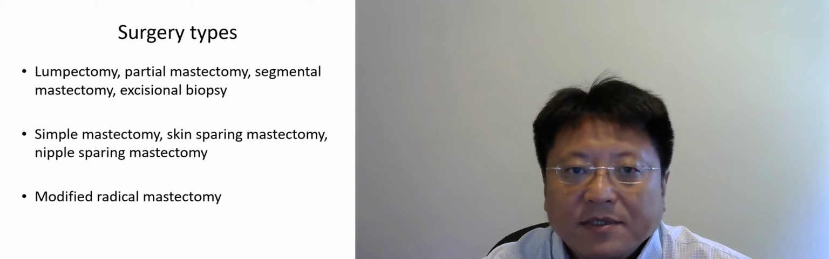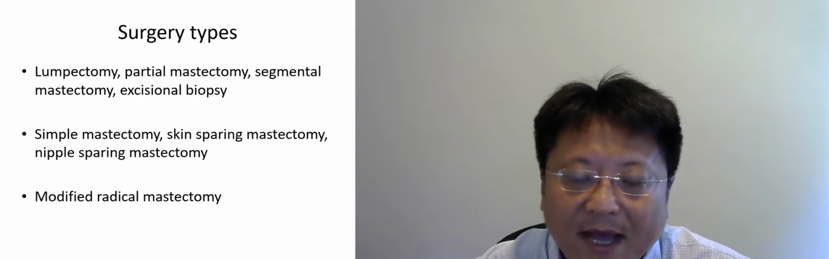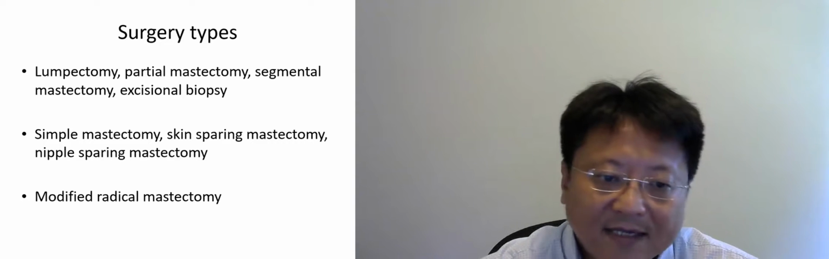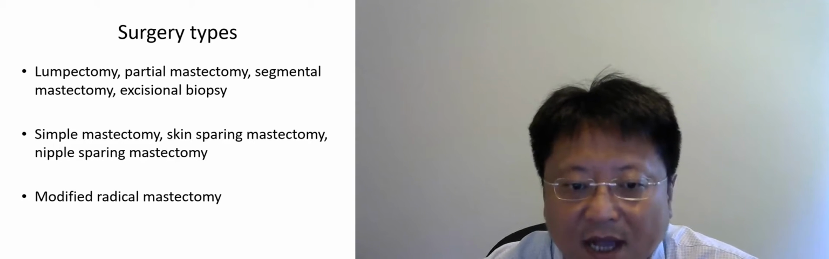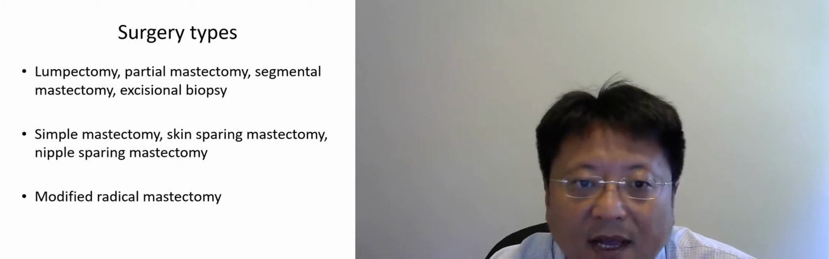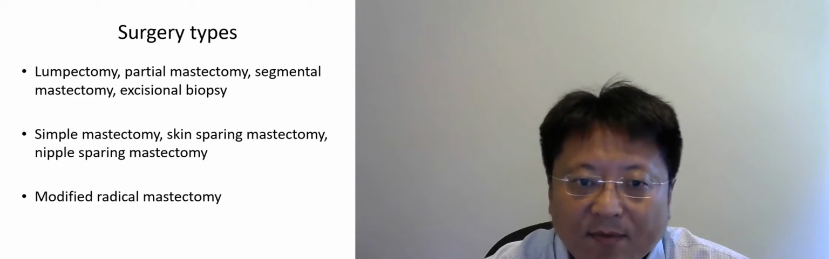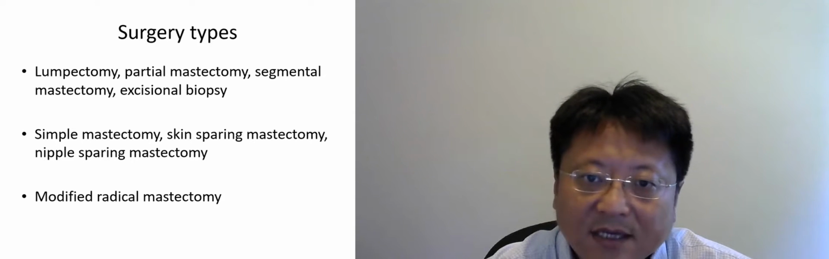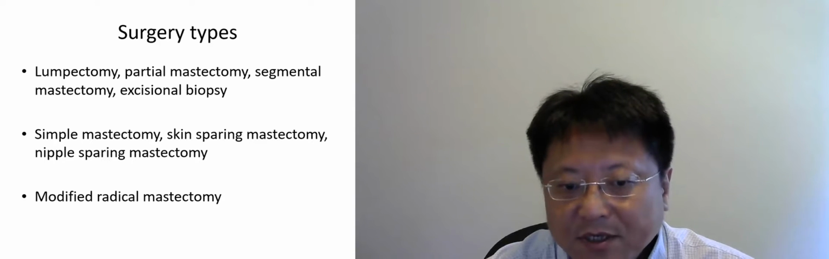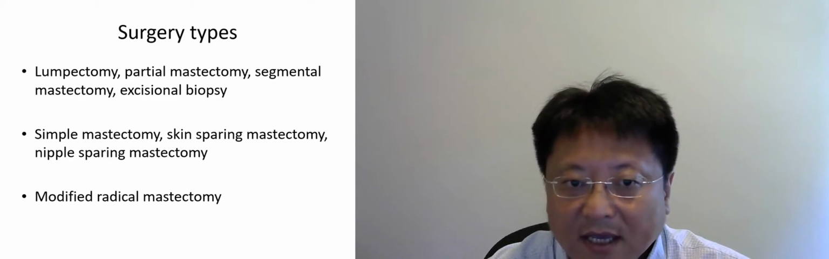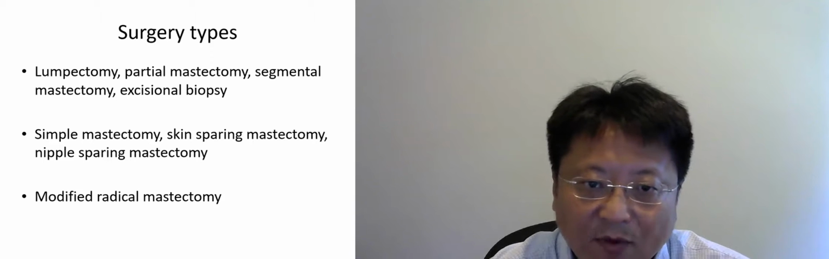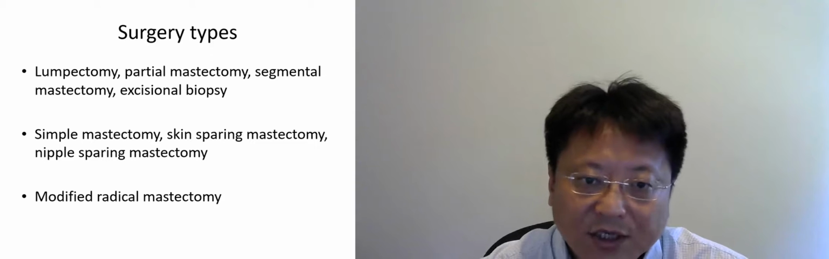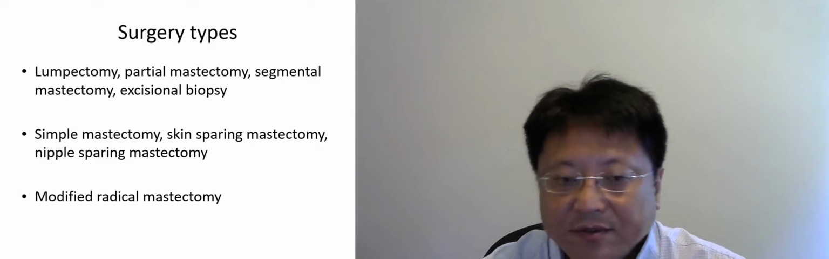By surgery types, generally there are three types. Lumpectomy, partial mastectomy, segmental mastectomy, and excisional biopsies are more or less the same surgical type. The surgeon will take part of the breast tissue. Simple mastectomy, skin-sparing mastectomy, and nipple-sparing mastectomy are more or less the same. The surgeon will take the entire breast. In skin-sparing mastectomy, the surgeon will take minimal skin. In nipple-sparing mastectomy, the surgeon will leave the nipple in the patient. Modified radical mastectomy includes the entire breast tissue and also lymph nodes.